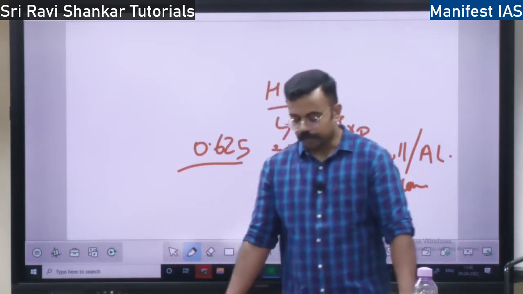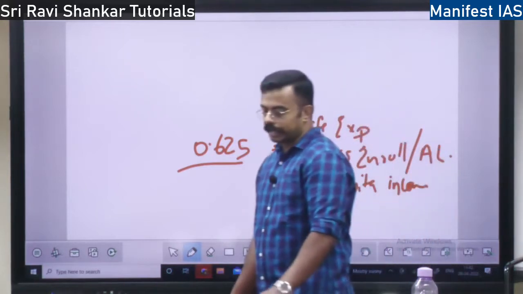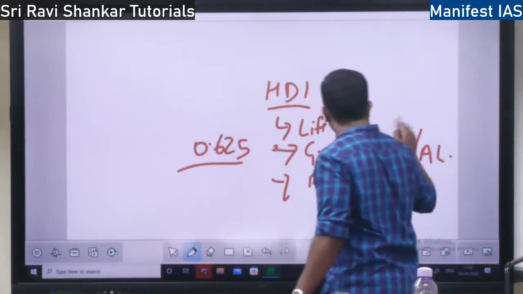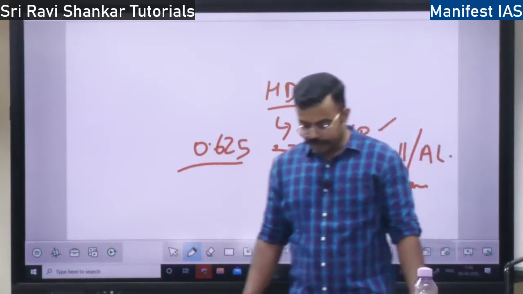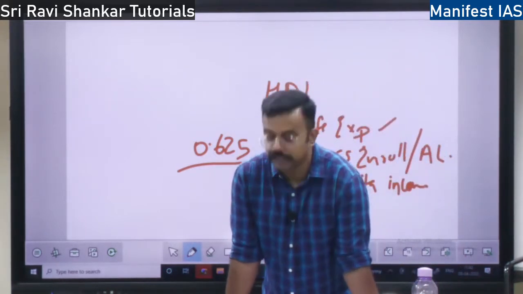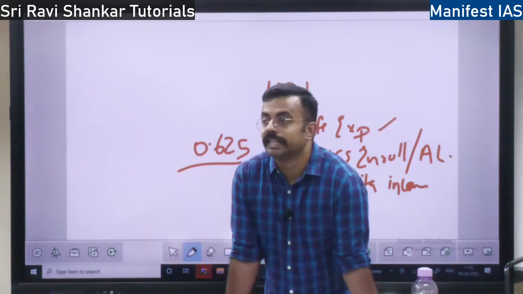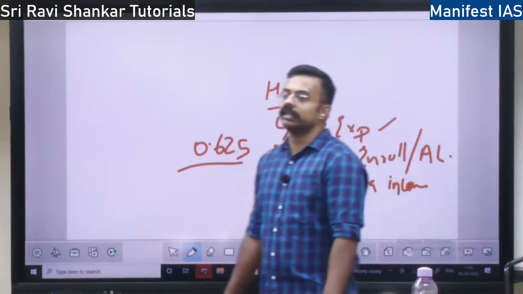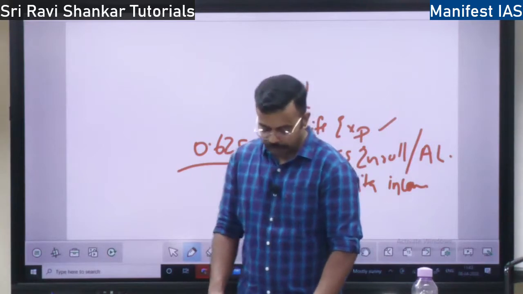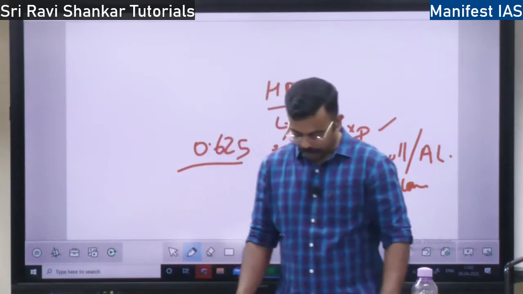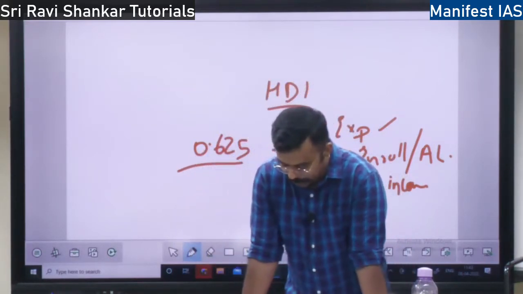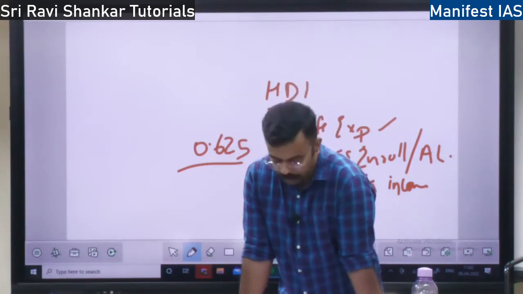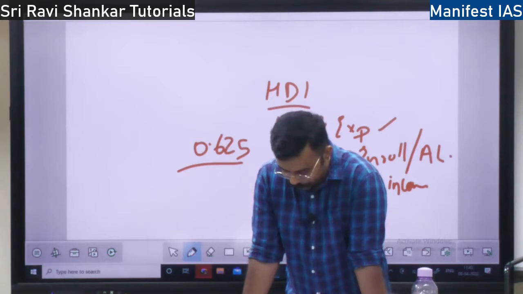Then there is the health indicator of the Human Development Index. Here it is life expectancy. The health indicator measures the number of people with illness. What is the IMR, the infant mortality rate? What is the life expectancy? What is the MMR? And also sanitation, clean water. All these things the health indicator measures.